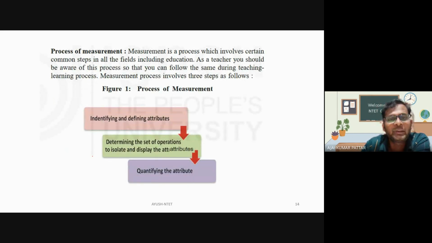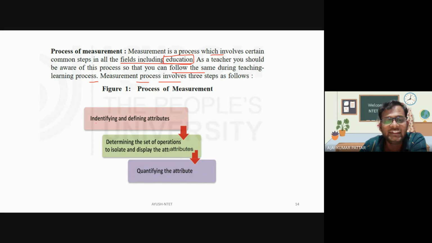So, process of measurement. Measurement is a process which involves certain common steps in all fields, including education. Even in education, these steps are valid. As a teacher, you should be aware of this process so that you can follow the same during the teaching learning process. The measurement process involves 3 steps as follows.